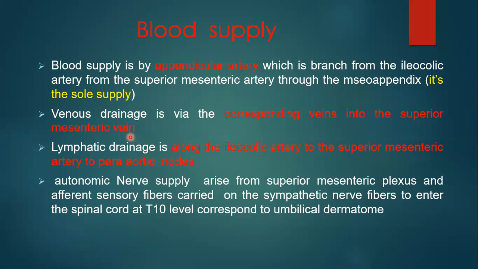Lymphatic drainage is along the ileocolic artery to the superior mesenteric artery group to the para-aortic lymph nodes. Autonomic nerve supply arises from the superior mesenteric plexus, and afferent sensory fibers are carried on the sympathetic nerve fibers to enter the spinal cord at the level of T10, corresponding to the umbilical dermatome.